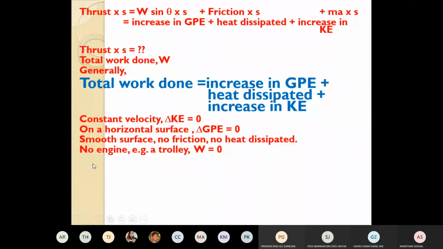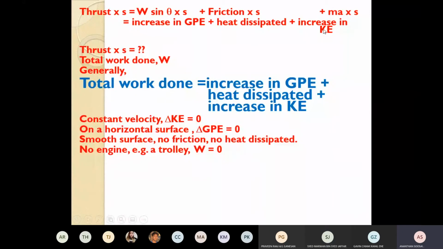The fourth one: if the system has no engine, it's only a trolley movement. A trolley movement is like an act of nature. A trolley is moved up a ramp, it goes down. There is no such thing as thrust. The trolley doesn't have an engine. So if there is no engine, the work done by the thrust is 0. So these are the four situations where each quantity most likely can be 0.